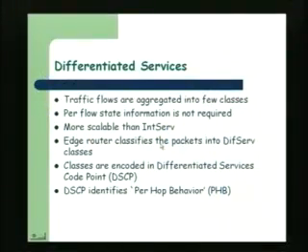Now, let us see how that is done in the MPLS. As we have already seen, in the differentiated services we do not require per-flow state information. The edge router will classify the packets into Diffserv classes, and the classes are encoded in the differentiated services code point, which essentially identifies a per hop behavior.